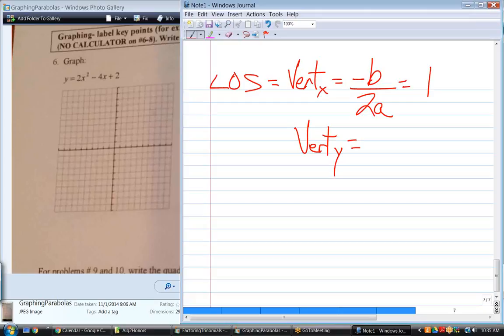How do I get the y-coordinate? Plug in x to the original format and see what your y is. What do you get? 2 minus 4 plus 2, you get 0. Okay. Now we know a lot. Now you know our vertex, right? Yeah, we know that it's at 1, 0. So it's right there.